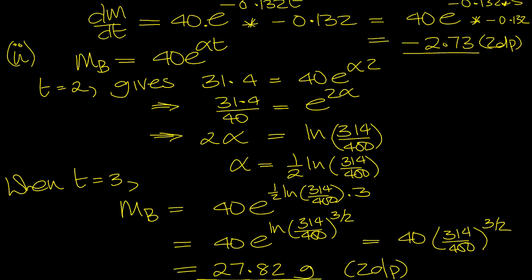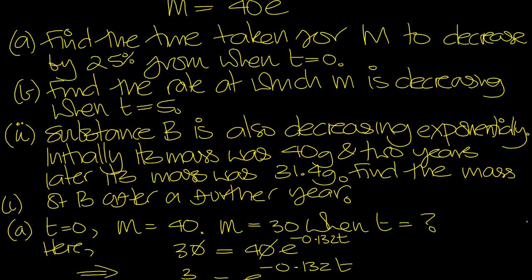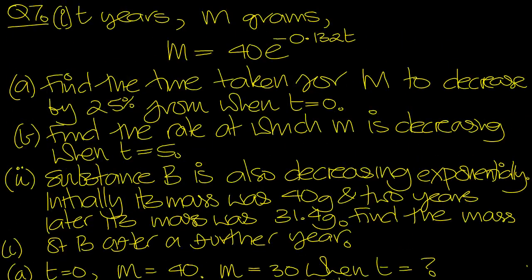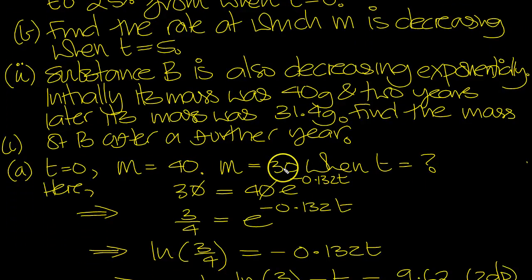So I've just looked at the question again to double check everything, and I've noticed that I've got question 1 not correct, mistaken here because I've misread it. It says find the time taken for m to decrease. I've put by, but actually in the actual question that I failed to copy correctly, it was to 25% from when initially t was 0. So instead of m being 30, we want to decrease it to 25% of its original. So here m would be 10.